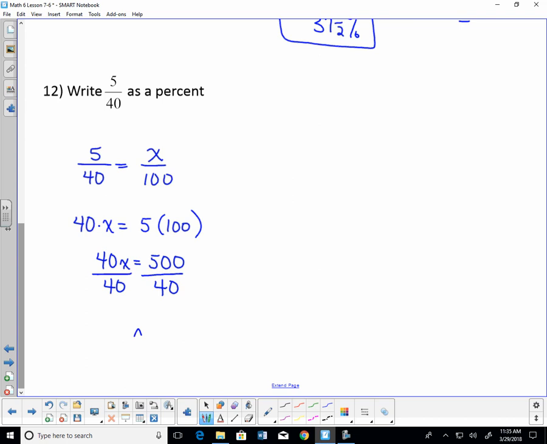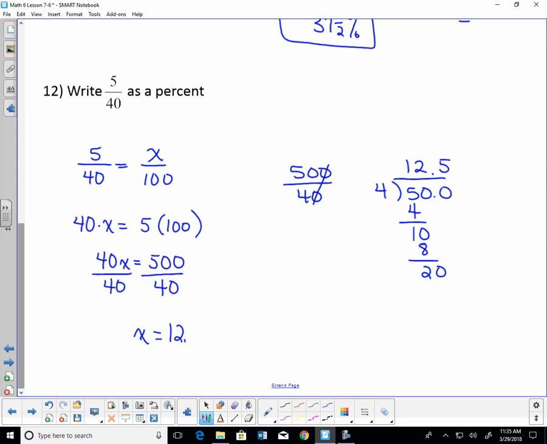If I have 500 over 40, I can get rid of one of the zeros on each one of these. So now I'm going to take 4 and divide it into 50. That's a little easier. 4 goes into 5 one time. 4 goes into 10 twice. Bring down my 0. 4 goes into 20 5 times. This would be 12.5. You can do that in math if you did not know that already.